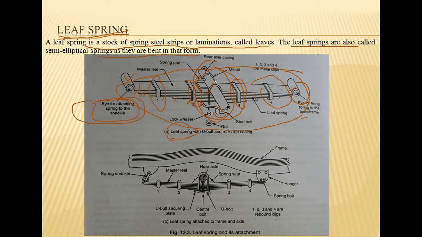Next characteristic is the curvature of each leaf, called nip, and each leaf curves more sharply than the one above it. The overall curvature of the leaf spring is called camber.